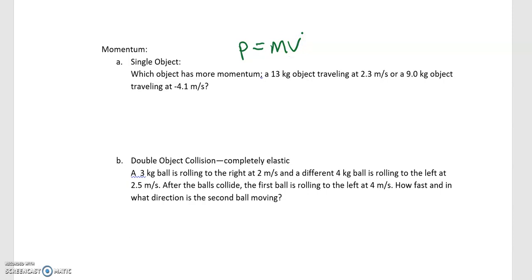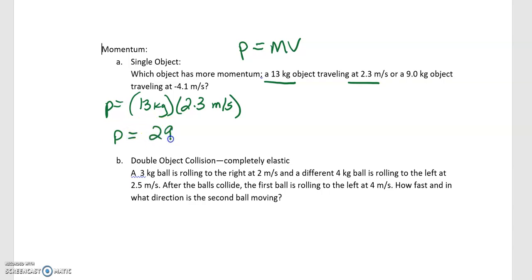So I need to take the mass times their velocities. Object number 1 here has a mass of 13 kilograms, and the velocity is 2.3 meters per second. When I multiply those two together, 13 times 2.3, I end up getting a momentum of 29.9 kilogram meters per second. Okay, now object number 2 is 9 kilograms traveling at negative 4.